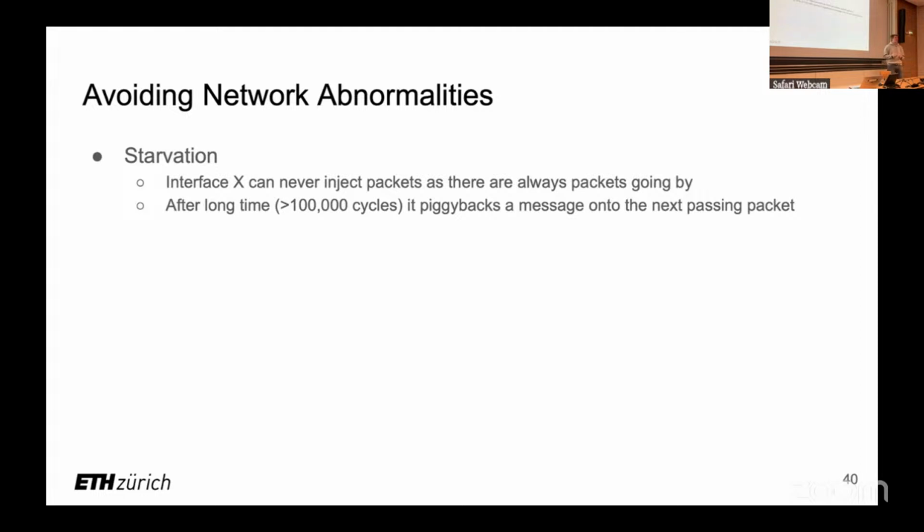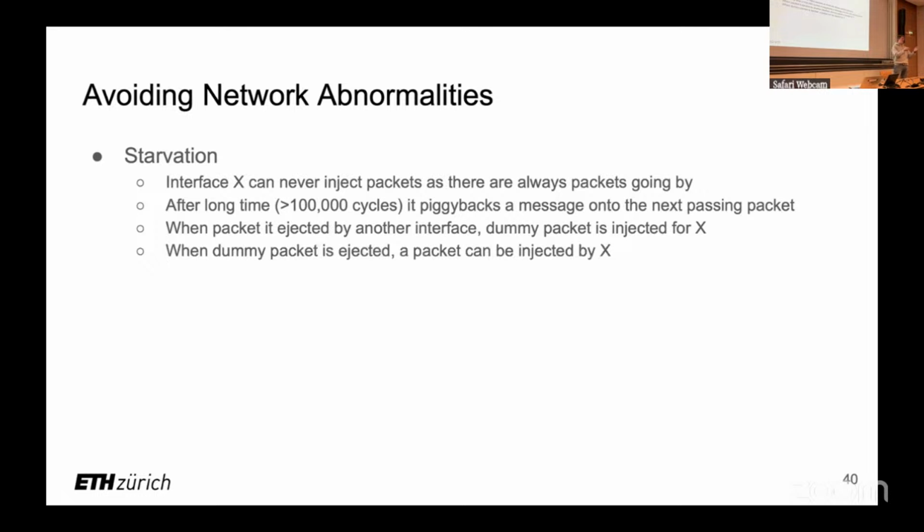After, say, 10,000 cycles, if you still aren't able to inject a packet, what you do is you piggyback, so you mark one of the packets going by. And then after that packet is ejected by another interface, it sees this guinea pig message, and it will put in a dummy packet that is just meant for you. So this interface X has ejected a packet, it puts in a dummy packet meant for you, and when that dummy packet arrives to you, you can take it out, which means there's some space in the loop, and you can finally make a request.